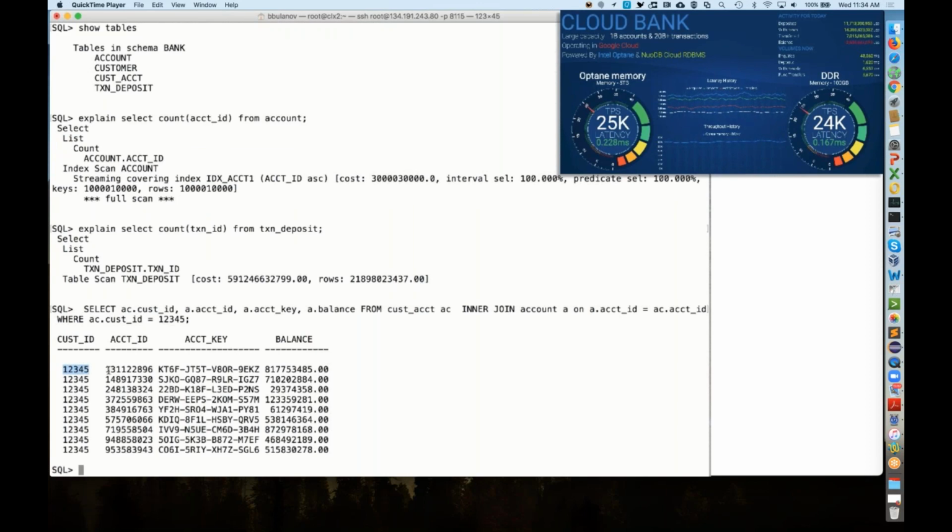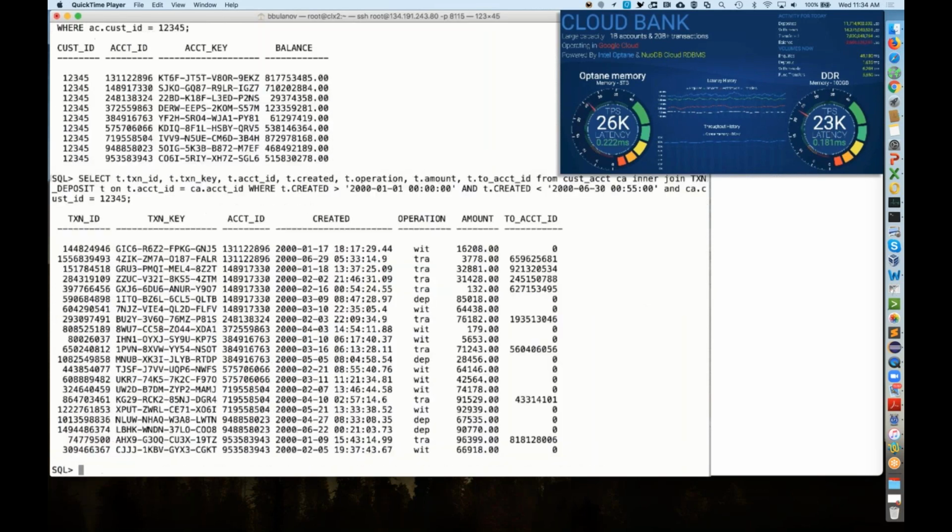Now we're going to actually look at the data to just make sure that the data behind the demo and application looks real. We've asked, give us all accounts for a particular customer. You can see the customer ID is 12345. We see the number of accounts. We can now say, tell me all the operations that this particular customer has done in a certain period of time. And you can see transactions. You can see that we have different types of transactions.